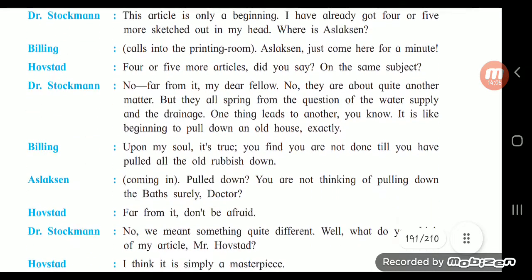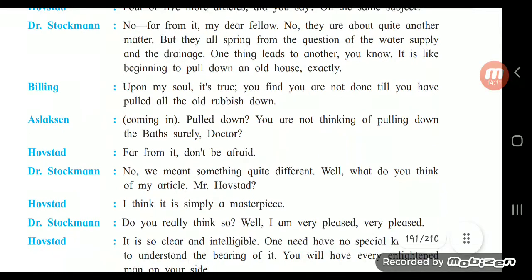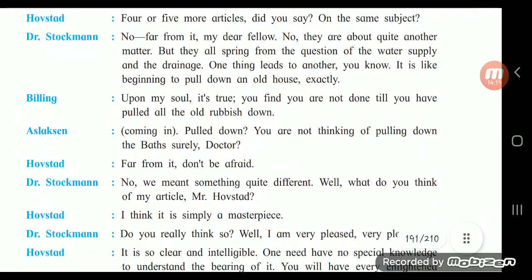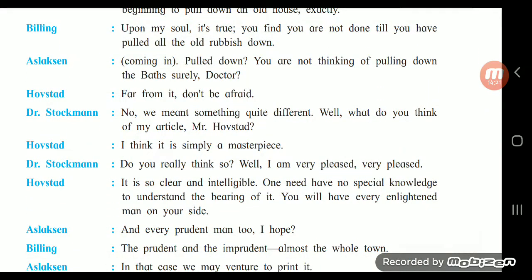And now Hofstad and Stockmann, they are again discussing. Yes, now let us see over here. They are discussing, and they say that yes, the article that you have written is simply a masterpiece. Dr. Stockmann wants to know what these two people think about it, because ultimately it is their magazine. Hofstad and Billing, they are editor and sub-editor, right? So he wants to know genuinely. He asks for their opinion, and they both say that it is a masterpiece.